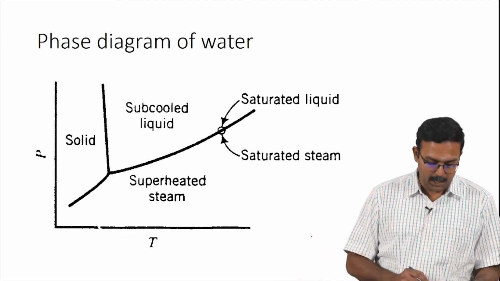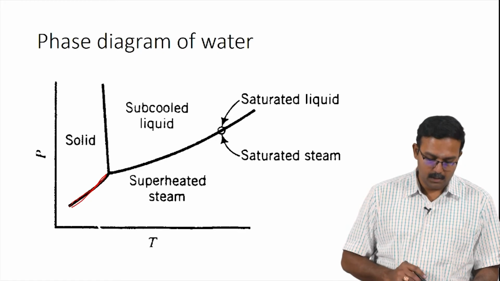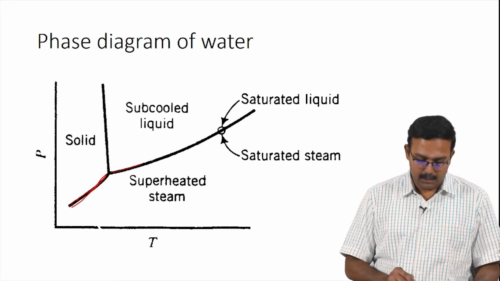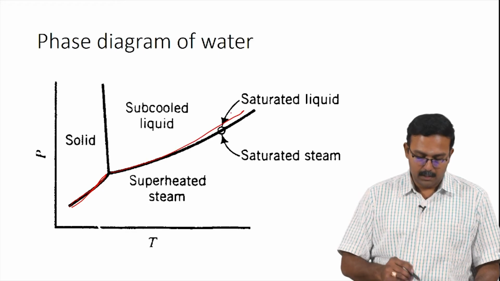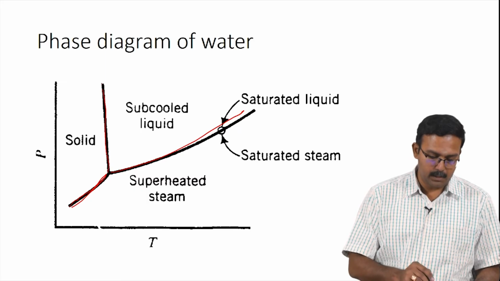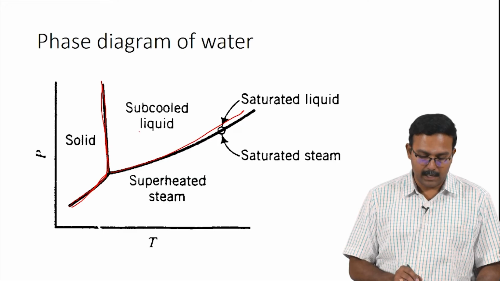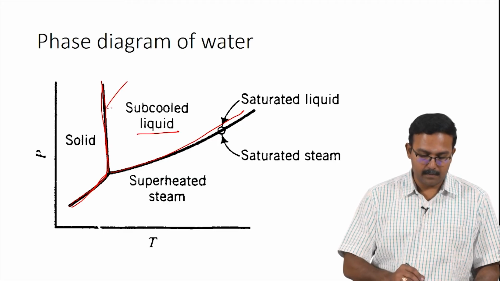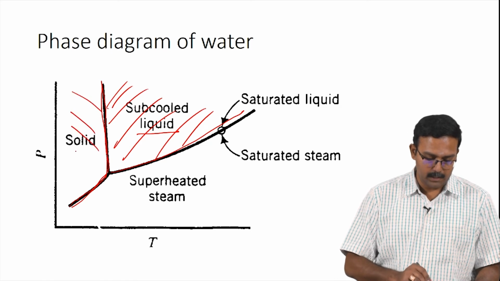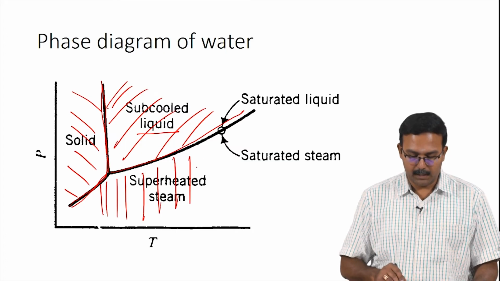In the graph you have here, this line is the solid-vapor equilibrium, this line is the liquid-vapor equilibrium or the vapor-liquid equilibrium, and this line is the solid-liquid equilibrium. So, water exists as liquid in this region, as solid in this region, and here it exists as superheated steam.